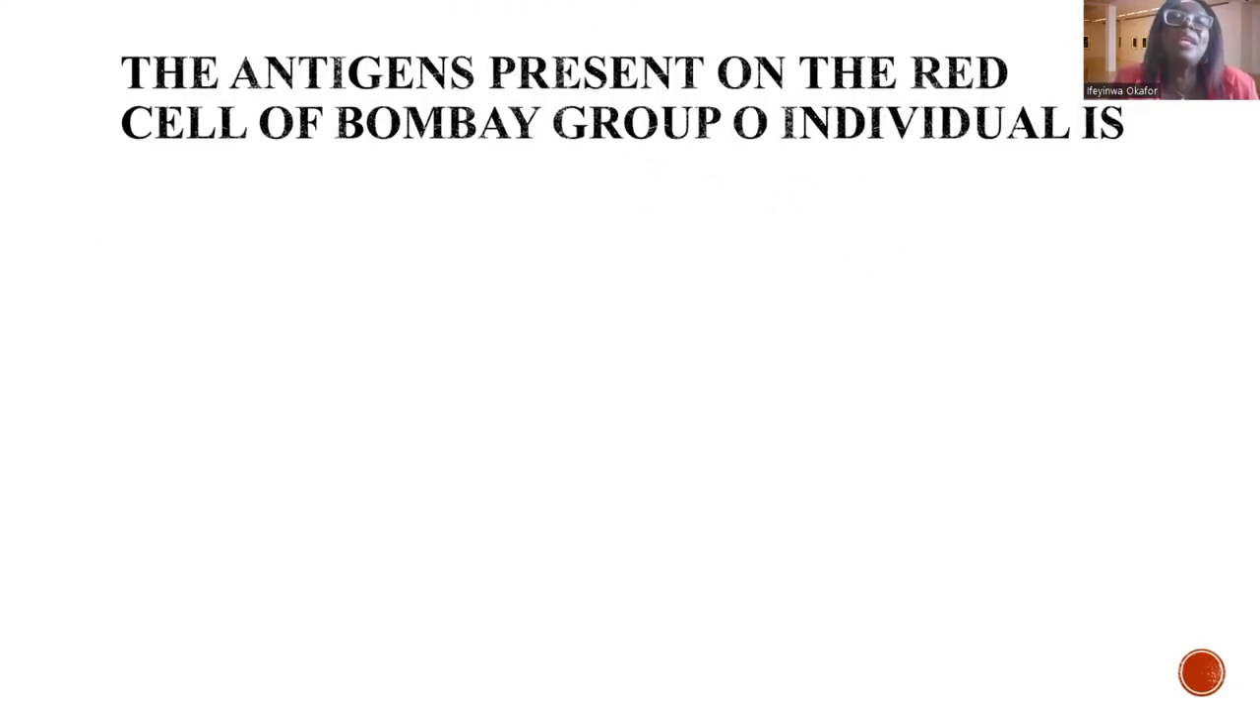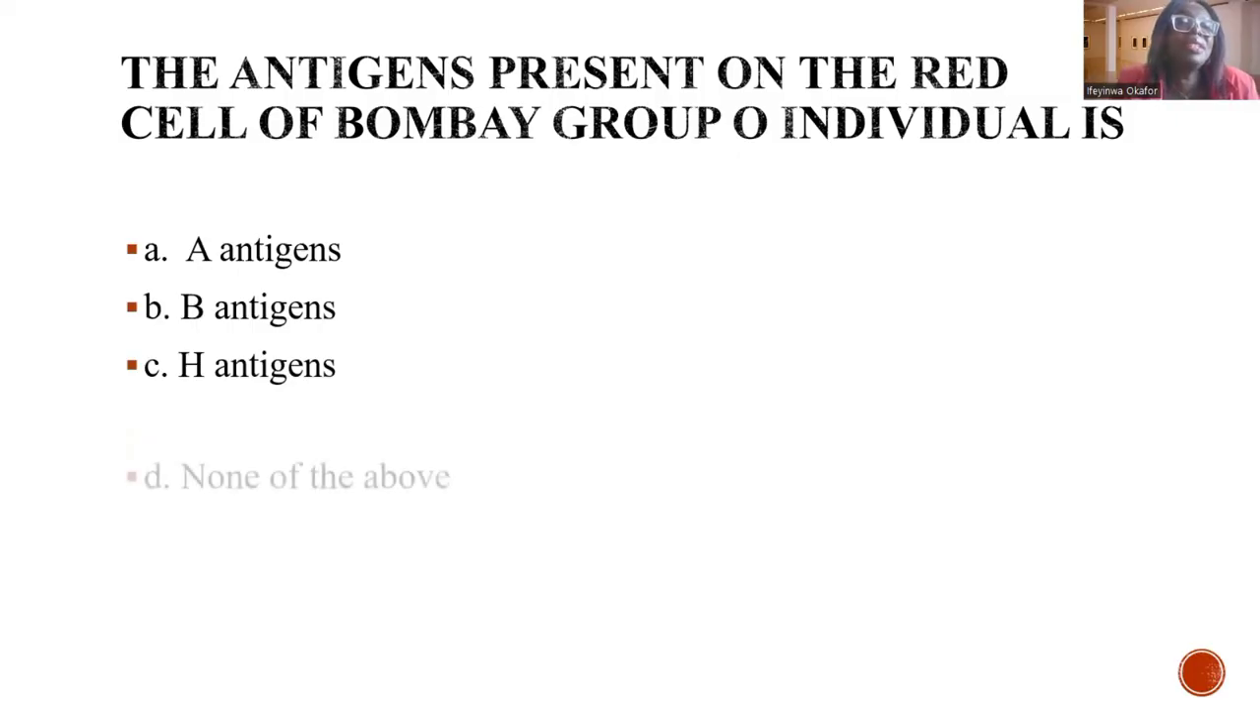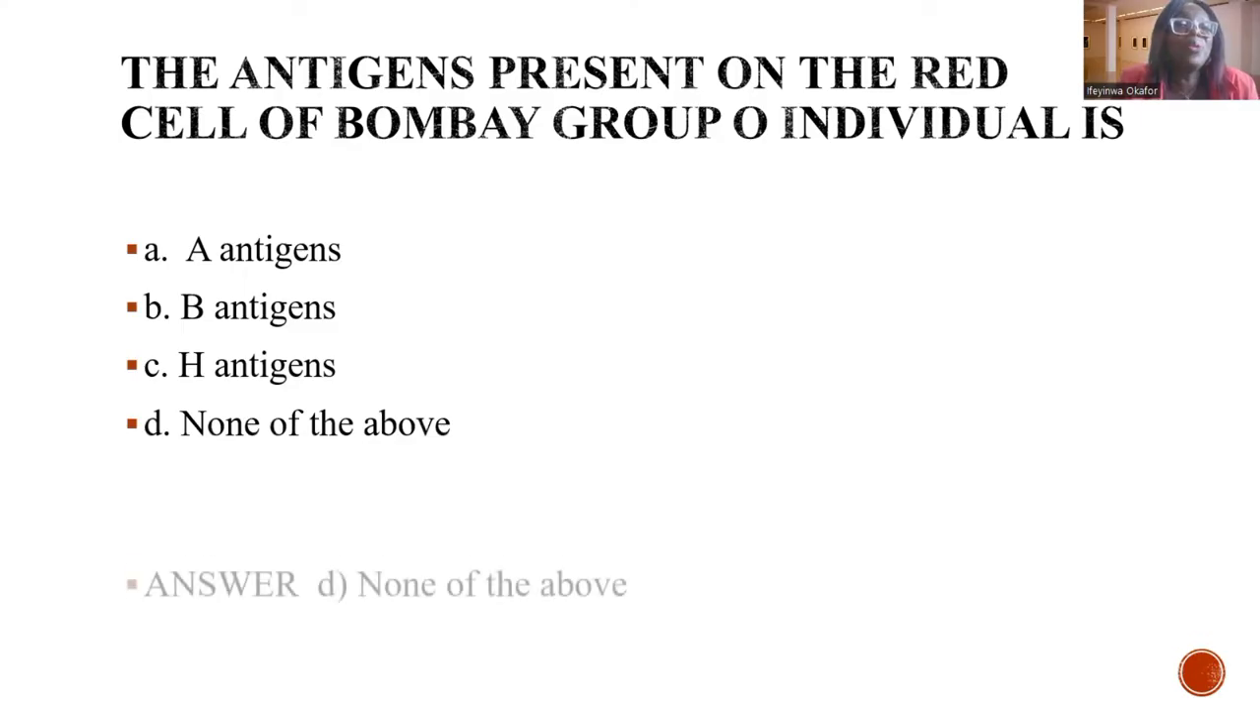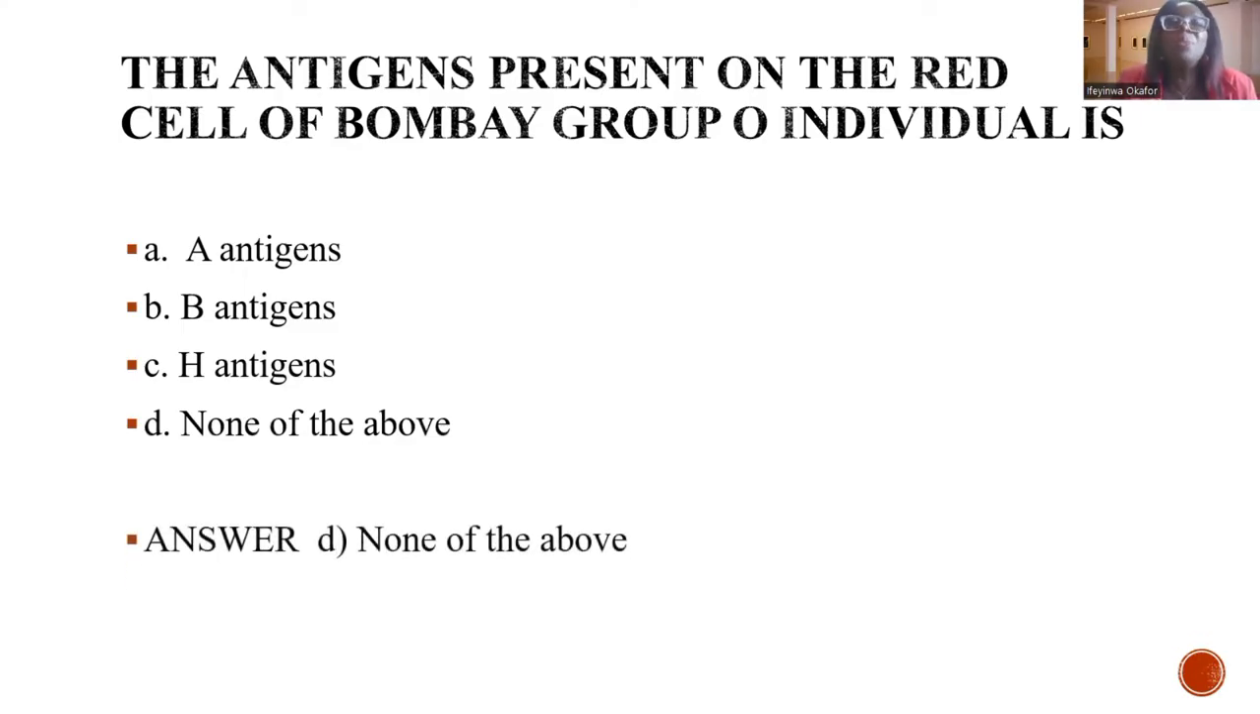The antigens present on the red cells of Bombay group O individuals are: A antigens, B antigens, H antigens, none of the above. Answer, none of the above. Is that what I said earlier? Those who are Bombay group O individuals don't have any antigens with regards to the ABO blood group system on the surface of their red cells. So the answer here is none of the above.